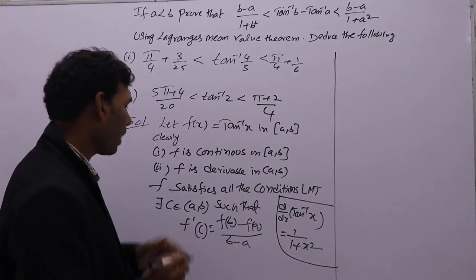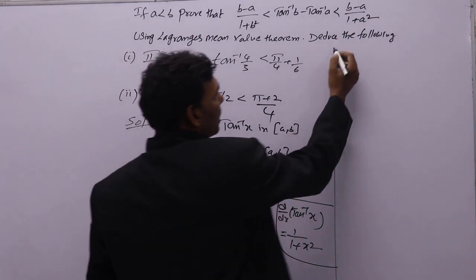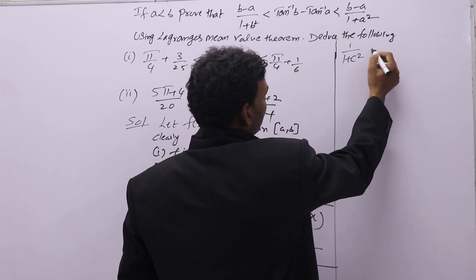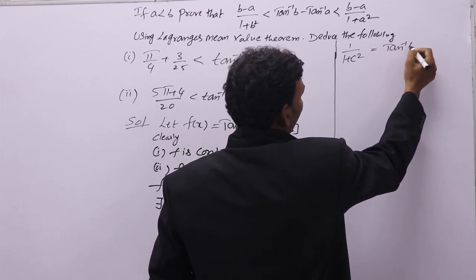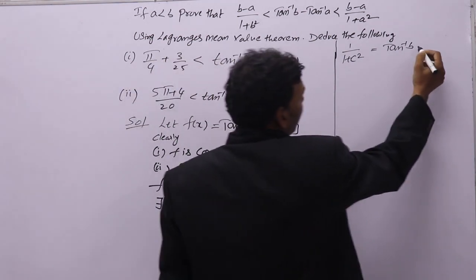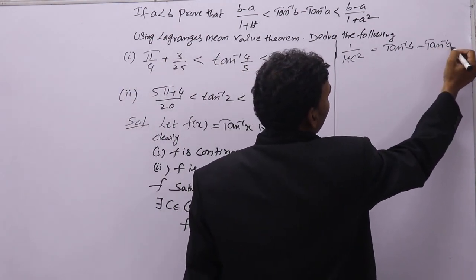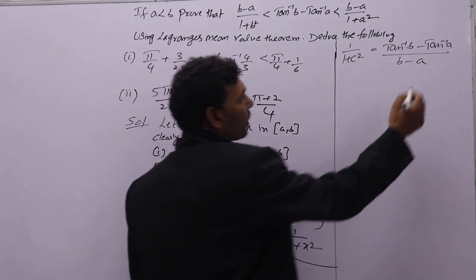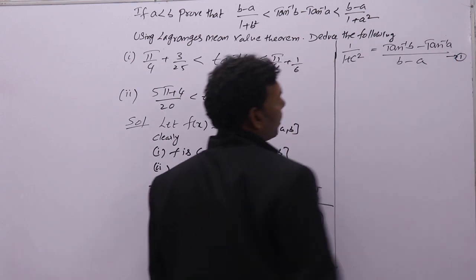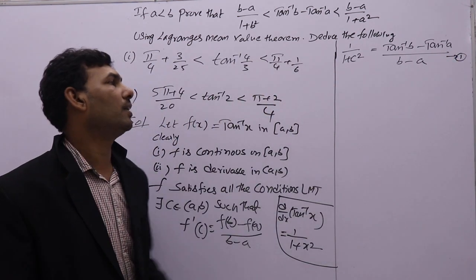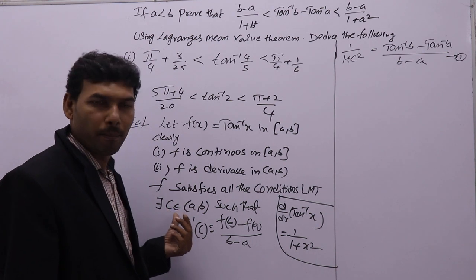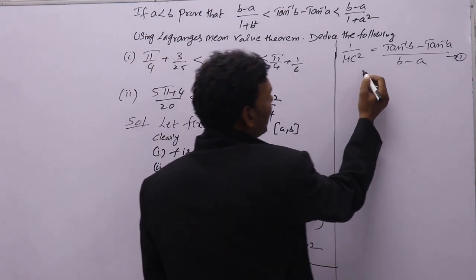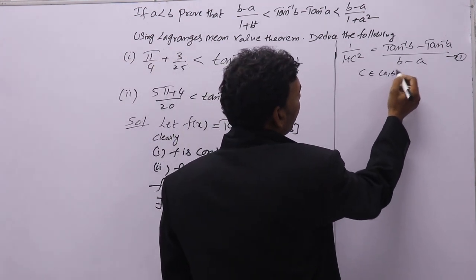Now we need to write f dash of c. F dash of c means differentiation of tan inverse c. You all know 1 by 1 plus c square equal to, f of b meaning tan inverse b minus tan inverse a, by b minus a. So this deduction you can call equation 1. Now what I said, how it exists, by existing one value c in between a comma b. That means here c is in open interval a comma b.